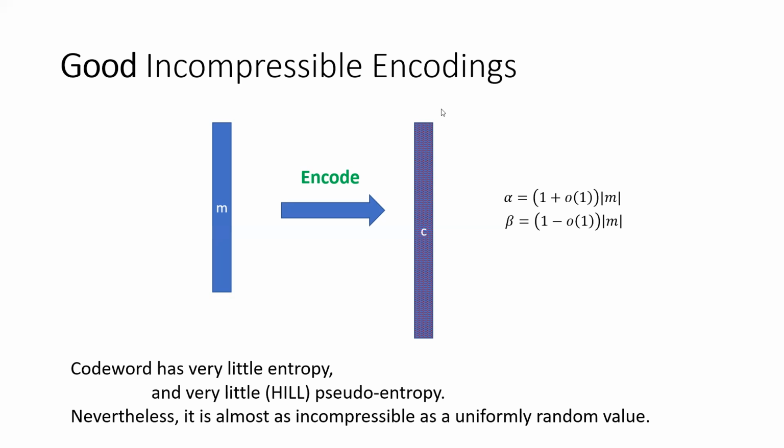So there's this tension that the code word has some interesting structure, it decodes to the message. Anybody can check for this structure, but nevertheless, it has a high degree of incompressibility, and that's what makes this problem interesting.